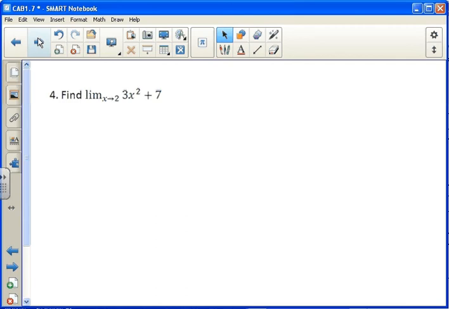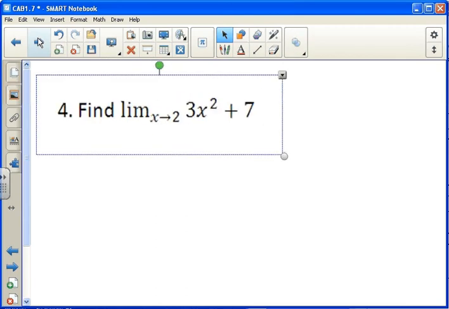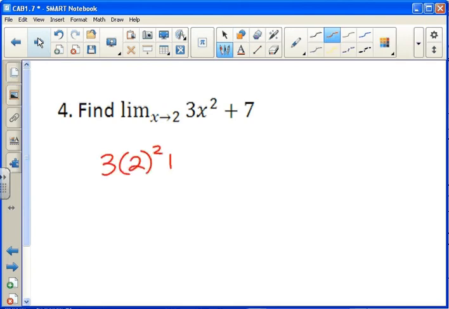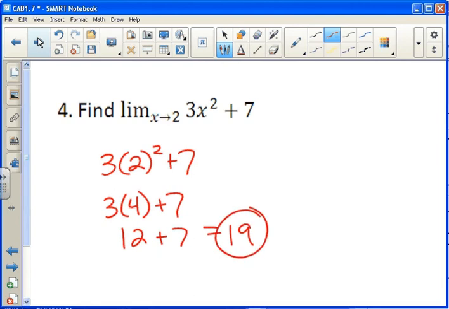Okay, number 4. It says find the limit as x approaches 2 of 3x squared plus 7. Well, it's a regular limit, so the first thing you should always try is just direct substitution. Just plug it in. 3 times 2 squared plus 7. So 3 times 4 plus 7, 12 plus 7 equals 19. So when it's a regular limit, the first thing you should always try is just direct substitution.